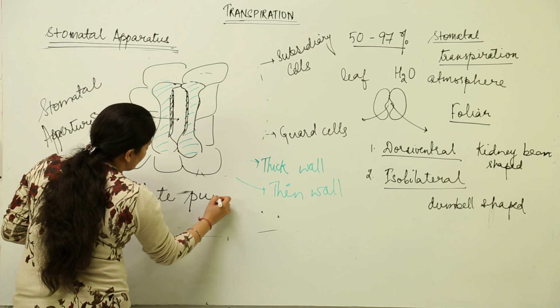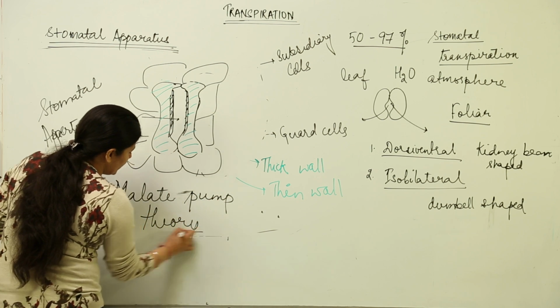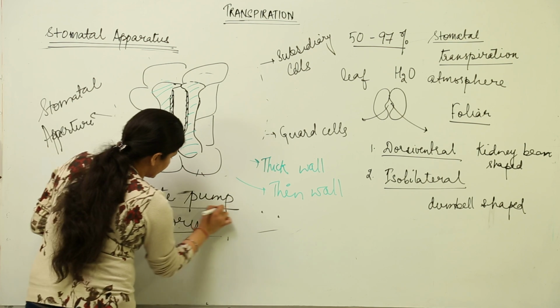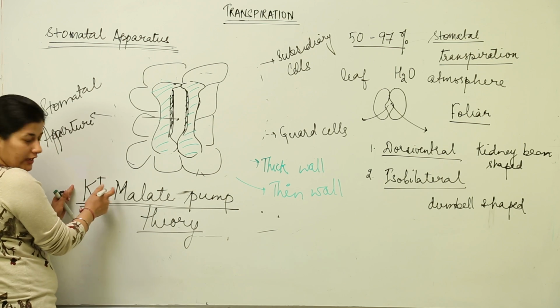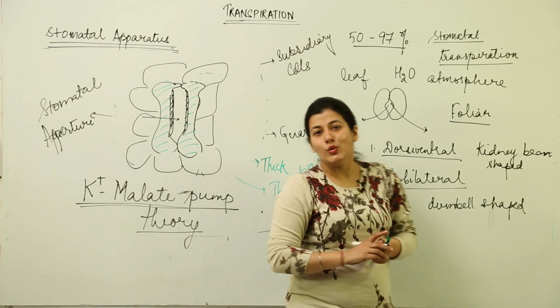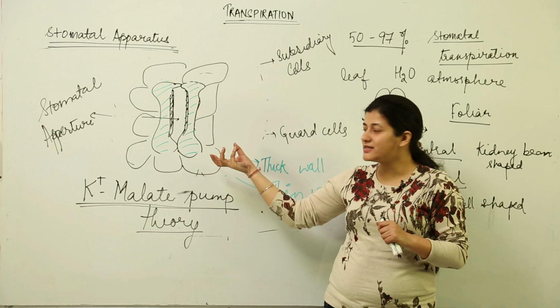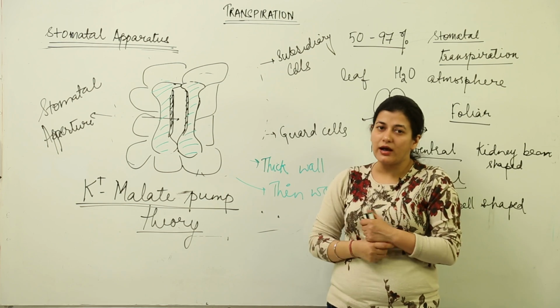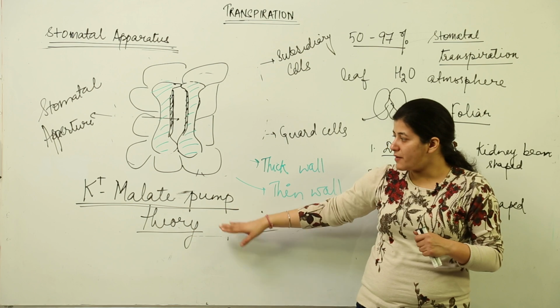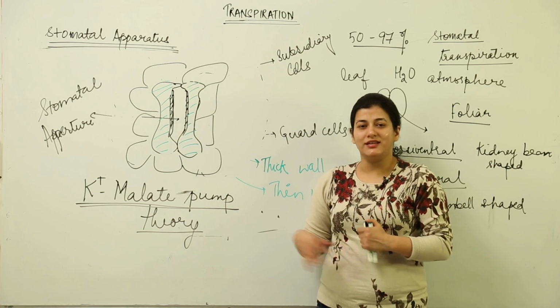Potassium malate pump theory. This would be the theory responsible for opening and closing of stomata, and as you can see, because we are dealing with potassium ions and malate, this has something to do with the osmotic pressure and osmolarity of the cells, and in that way we are going to see how the turgor is going to be regulated. Remember this name and get prepared for understanding what it is in the next lesson.